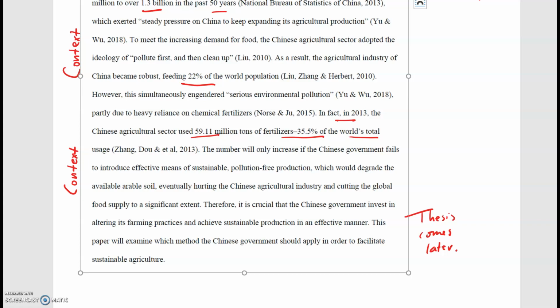degrade the available arable soil, eventually hurting the Chinese agricultural industry and cutting the global food supply to a significant extent. Therefore, it is crucial that the Chinese government invest in altering its farming practices and achieve sustainable production in an effective manner. This paper will examine which method the Chinese government should apply in order to facilitate sustainable agriculture.